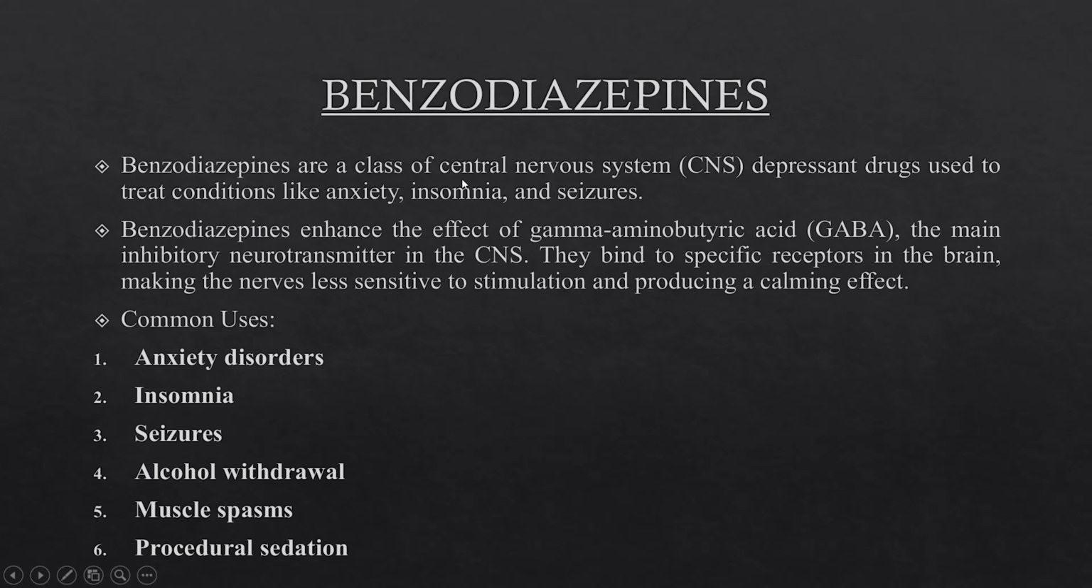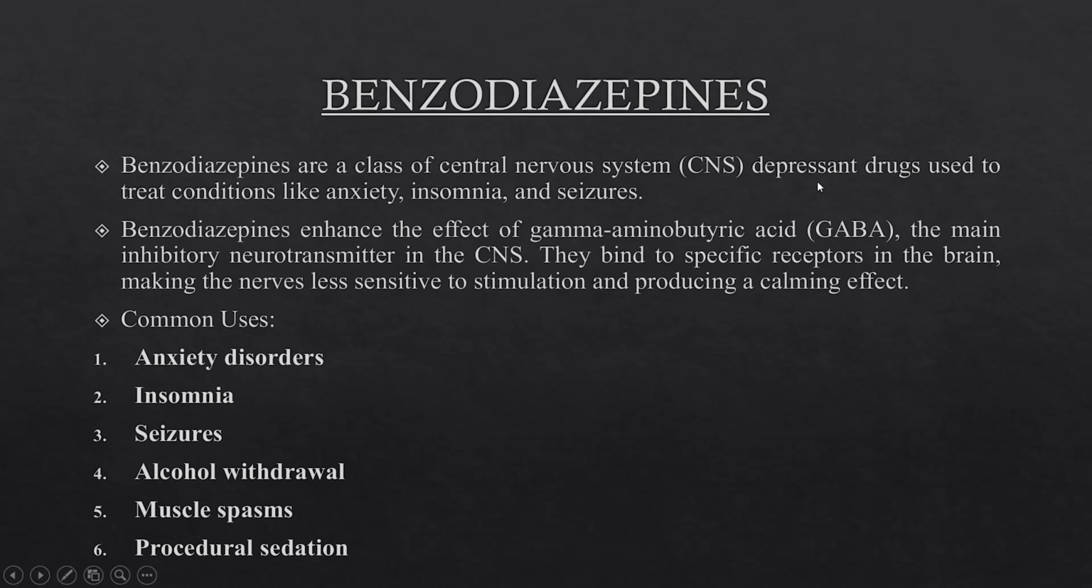Benzodiazepines are a class of central nervous system depressant, or CNS depressant, drugs used to treat conditions like anxiety, insomnia, and seizures. So, as we know, benzodiazepines are CNS depressants. They calm or lower the effect in the CNS. Let us see how it works.